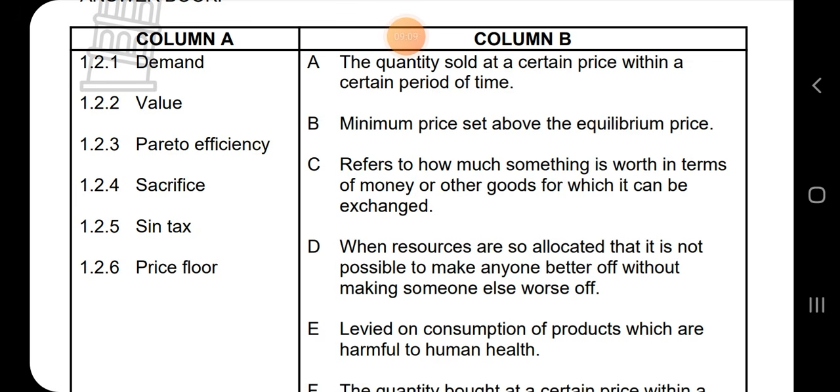Let's look at number C. It refers to how much something is worth in terms of money or other goods for which it can be exchanged. That is value, okay? Value refers to how much something is worth. So 1.2.2 goes with C.